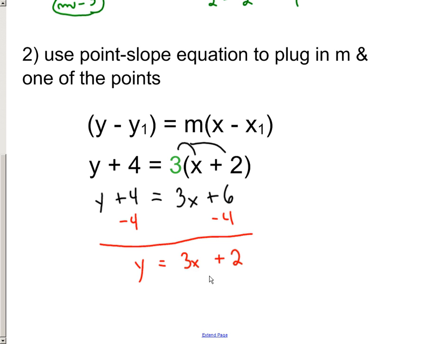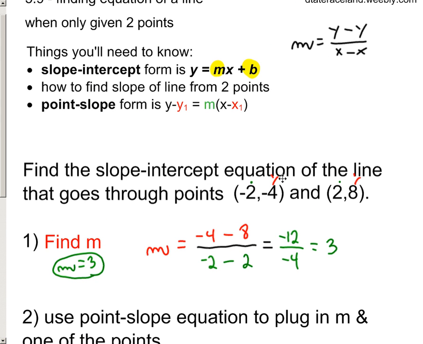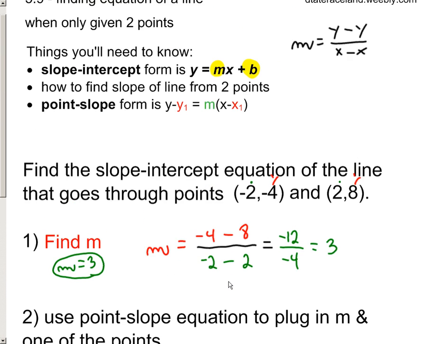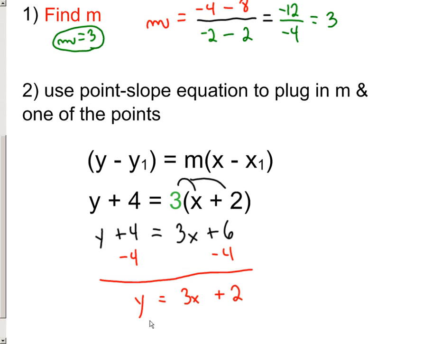So let's look at the original directions. It says find the slope-intercept equation of the line that goes through the points -2, -4, and 2, 8. Well, it should look like y equals your slope and then your y-intercept. So it looks like we've done it. If you'd like to know for sure if your equation is correct, take these 2 points, plug them in both times into this equation, and see if it makes a true statement. If it does, then it means that point is actually on the line, and it's supposed to be. The line goes through those points.